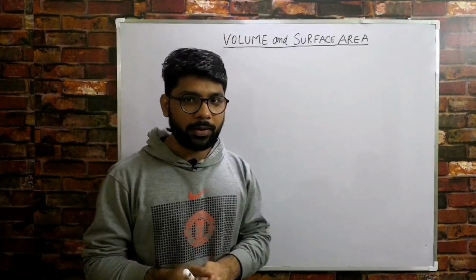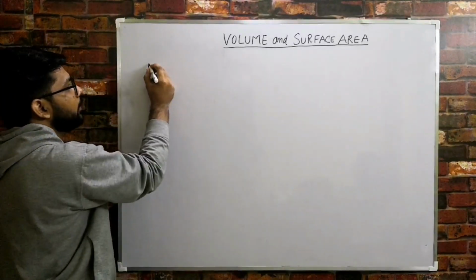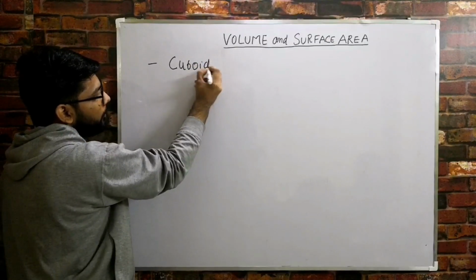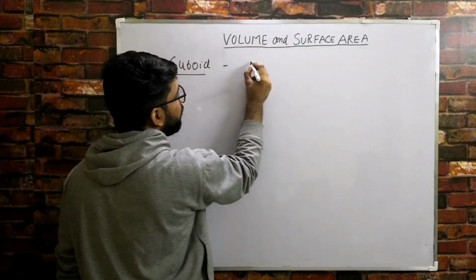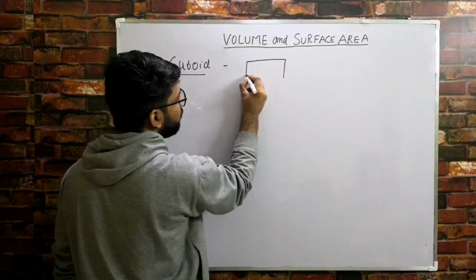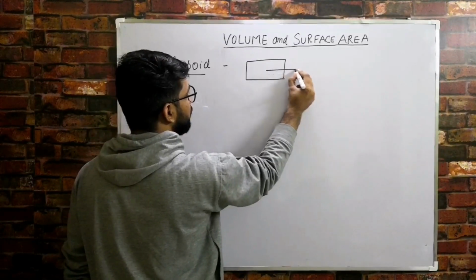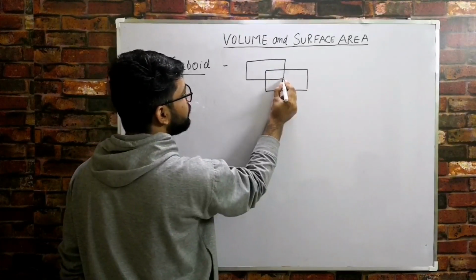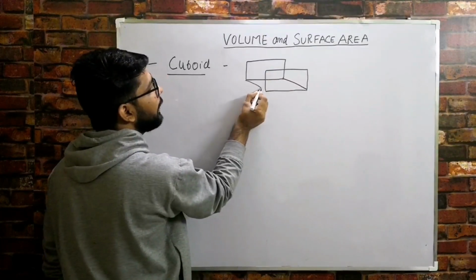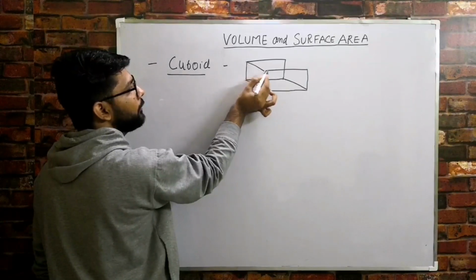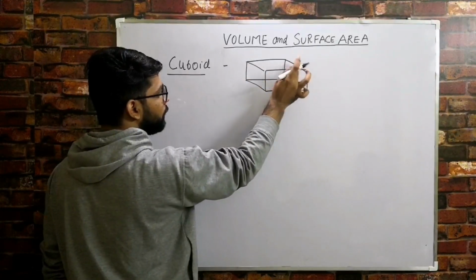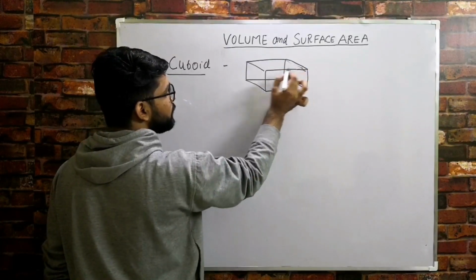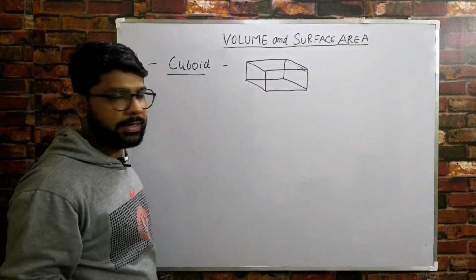So let's start with the topic. First of all, we will discuss the area and surface area of a cuboid. So how can we draw the cuboid? In a cuboid, what does it mean? The length, breadth and height of a cuboid will be different most of the time. Like your room is a cuboid. If you look at the room of your house, it's in a cuboid shape because its length, breadth and height are different.